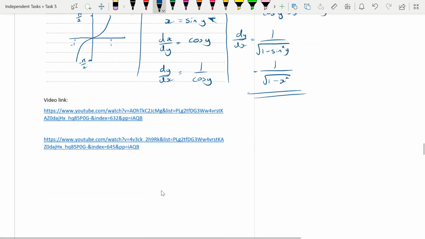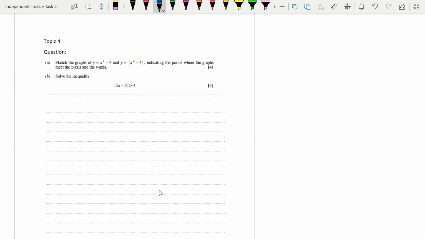So for question 4, we've got some modulus functions. Now the sketching one's a little bit harder with this one than they may be used to. Okay, so we'll have a look at it in detail. Sketch a graph for y equals x squared minus 4 and y equals the modulus of x squared minus 4. Indicate where the points meet the x-axis and the y-axis.